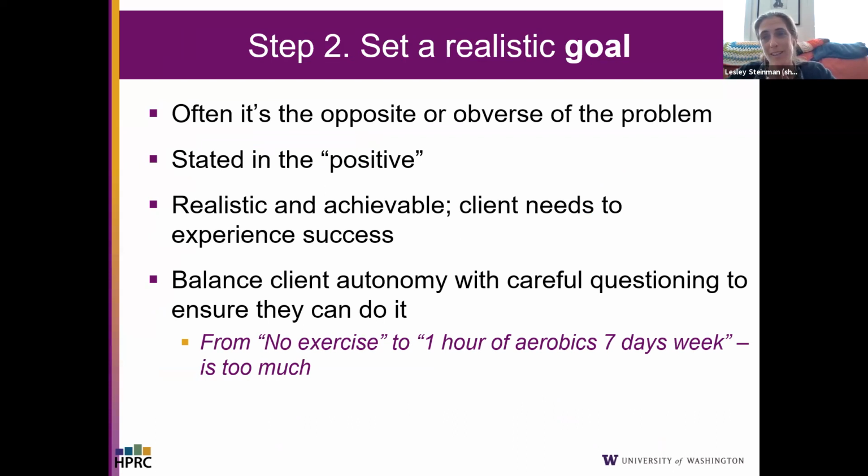You also want to balance, though, their autonomy or agency with gentle, nudging questioning to ensure they can do it. So for example, if a client says, my problem is that I'm not exercising, I'm not being physically active, I'm really worried about my heart, my kids are on me, my doctor's on me. So my goal for this week is I'm going to do an hour of aerobics 7 days a week. That's a pretty 0 to 60 kind of goal.